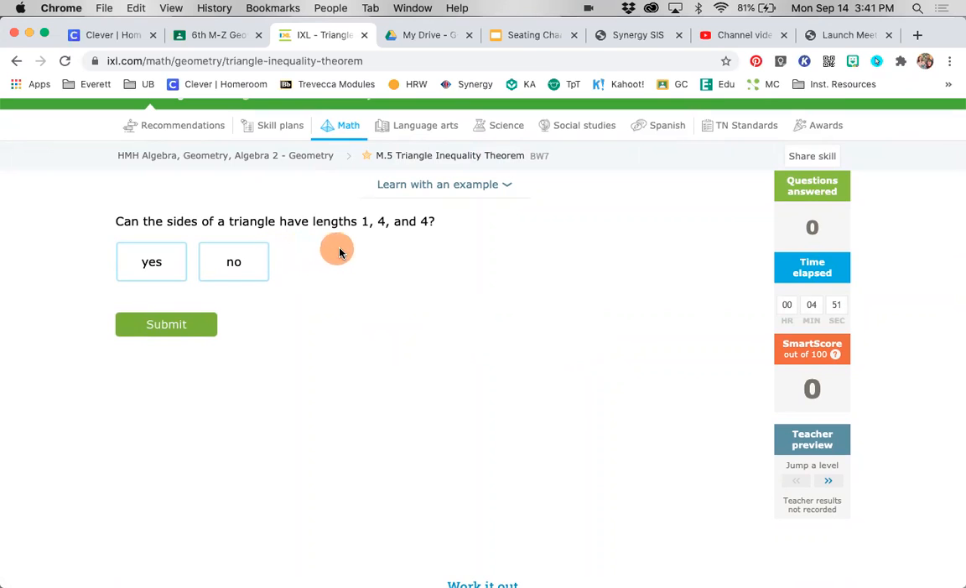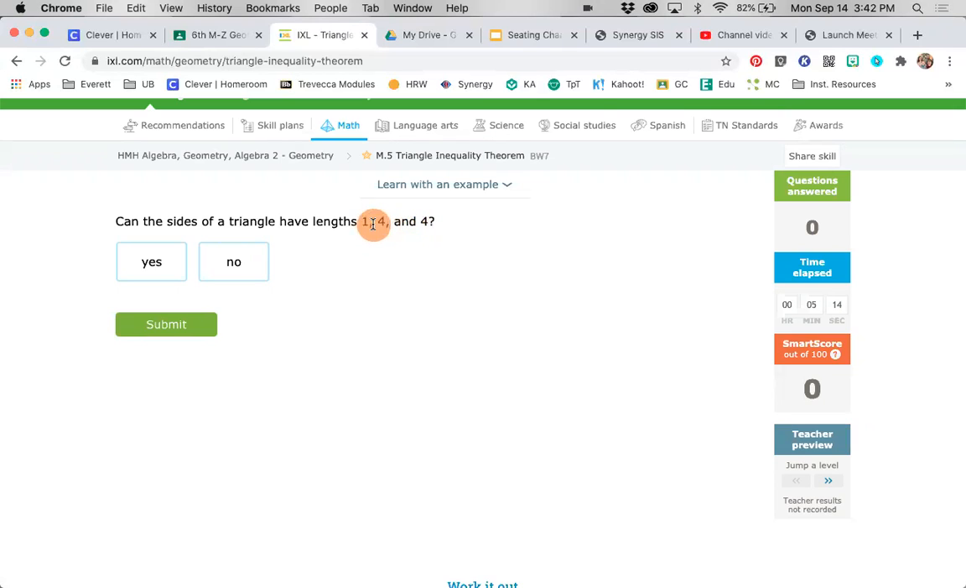Can the sides of a triangle have lengths 1, 4, and 4? So what I tend to do is I just find the range. I take any two of those numbers, let's say 1 and 4. I'm going to add them and I'm going to subtract them, and the third side has to fall in between those two answers. It cannot be one of those two answers, but it has to be in between.